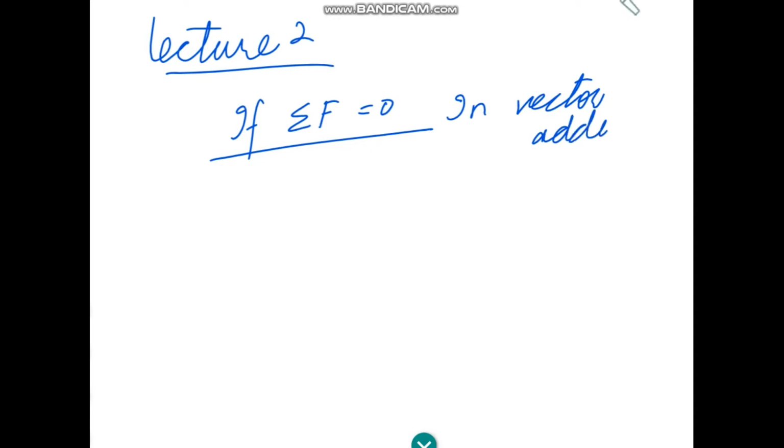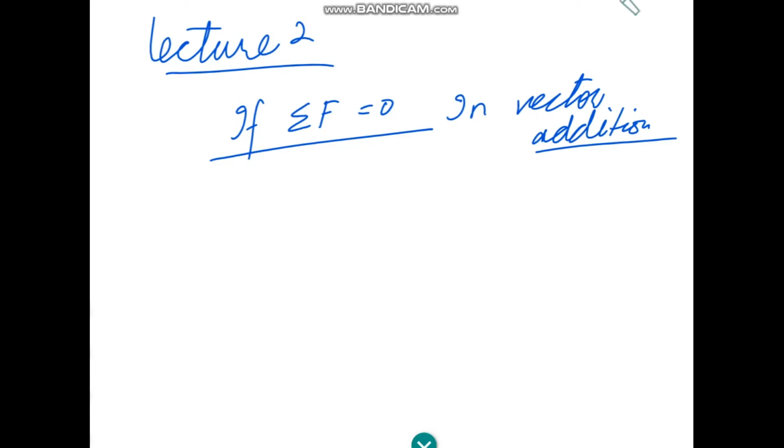Welcome everyone. This is lecture number 2, and in this lecture we are going to discuss that if the sum of forces is 0 in vector addition, how can we use this technique? If the sum of forces is 0, we can use this technique to find the unknown vector or unknown angle.